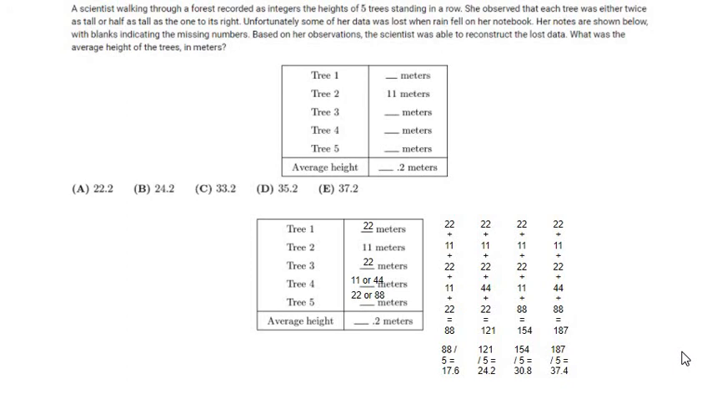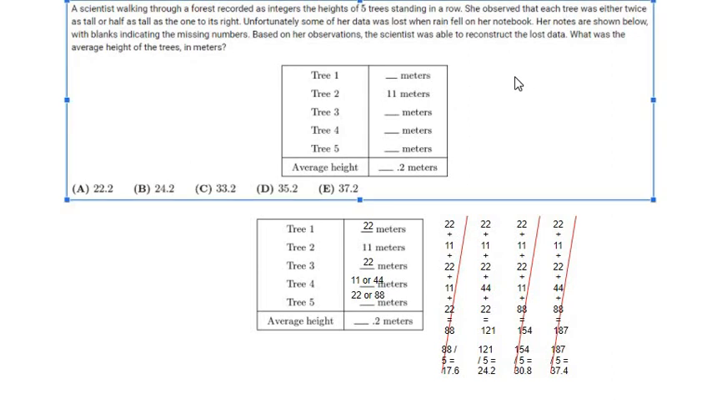Now if we go on to the fourth and final case, we see here that the 44 meter and the 88 meter tree, it adds up to 187. And 187 divided by 5 is 37.4 meters, which does not agree with our 0.2 meter rule. That means we can rule out 3 cases and our second case, in which the average height of the trees is 24.2 meters, which is answer B.